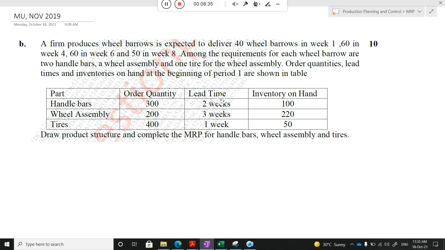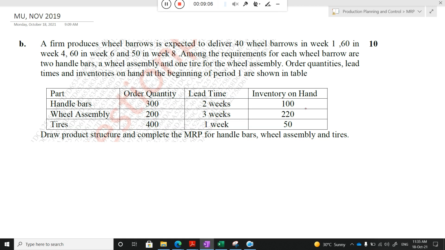The next point is the lead time. What is the lead time? Suppose I release the order from my company today, when will I get that particular order in my industry? That is the lead time. Suppose I put the order today and I get that order after 2 weeks, then the lead time is 2 weeks. So here the lead time for the handlebar, for the wheel assembly, and for the tire is given.